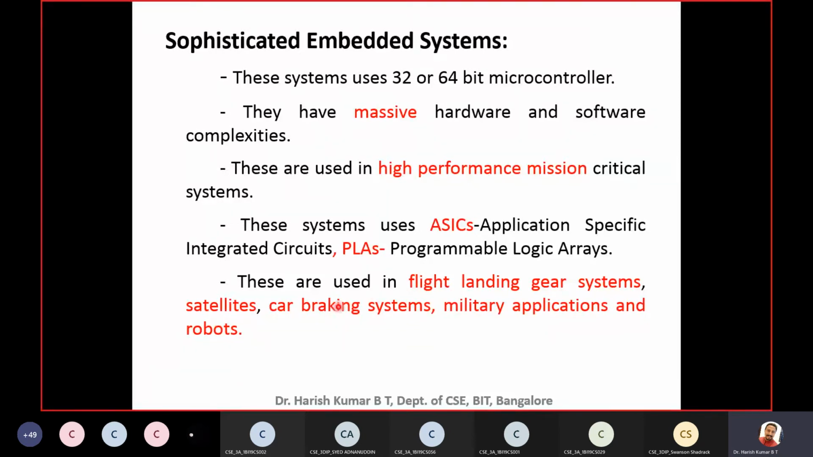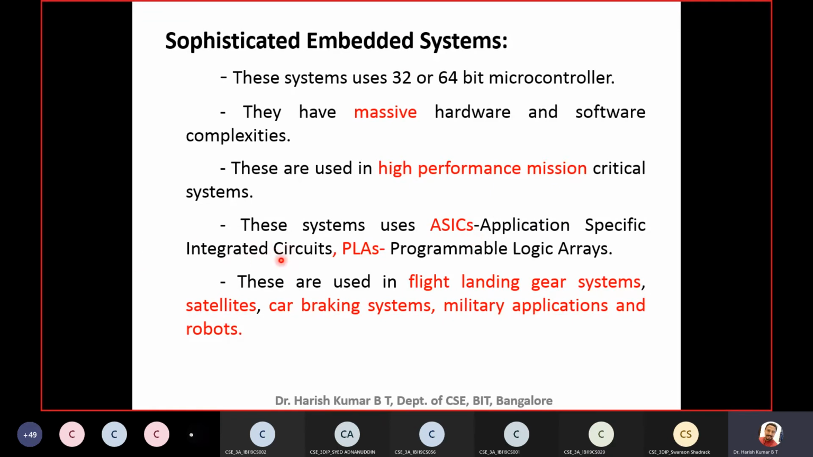So these are some of the high performance mission critical systems, and that is where our large scale embedded systems or sophisticated embedded systems, which are based on 32 or 64-bit microcontrollers, are used. And these embedded systems, which we call sophisticated or large scale, also use ASICs, that is application specific integrated circuits.